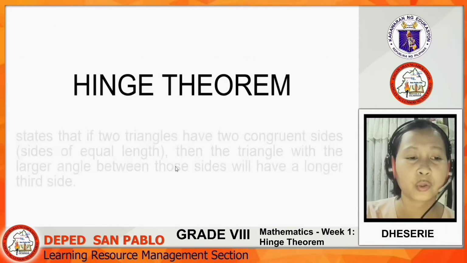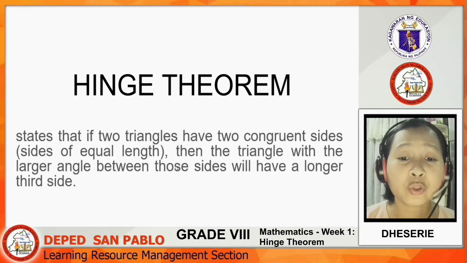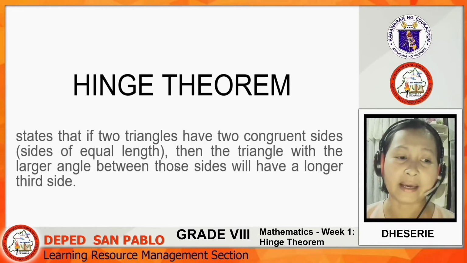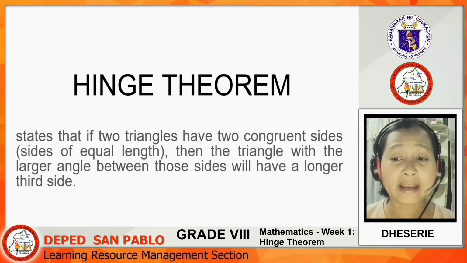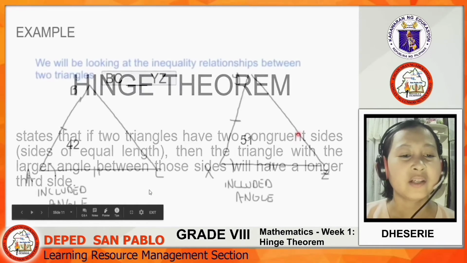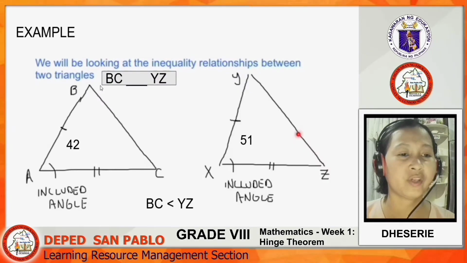What do you mean by Hinge Theorem? It states that if two triangles have two congruent sides, meaning sides of equal length, then the triangle with a larger angle between those sides will have a longer third side. Let's have some example of Hinge Theorem.